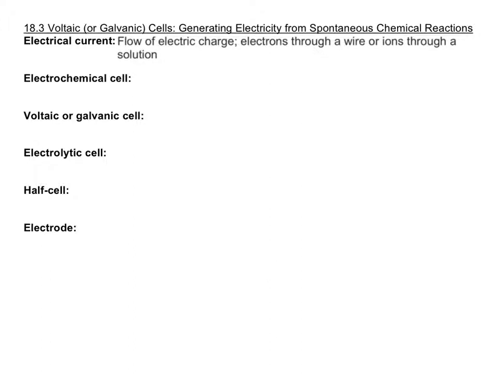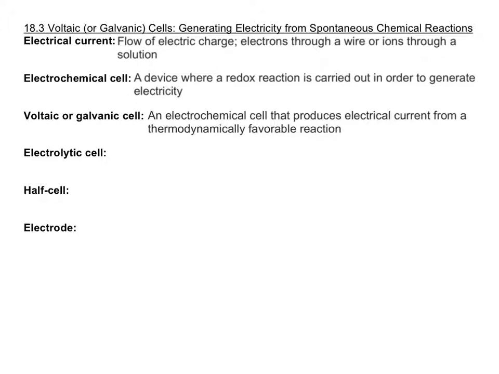And an electrochemical cell is just a device where we use a redox reaction to generate electricity. So all of the redox reactions that we've just learned about, we're going to apply them to their use in electrochemical cells. Okay, a voltaic cell or a galvanic cell, they're the same thing, and they are electrochemical cells that produce electrical current by using a spontaneous or thermodynamically favored chemical reaction. Okay, and that's what we're going to talk about for most of the rest of this lesson.